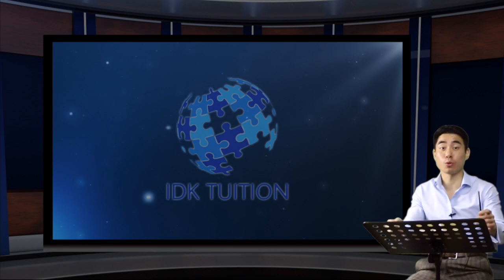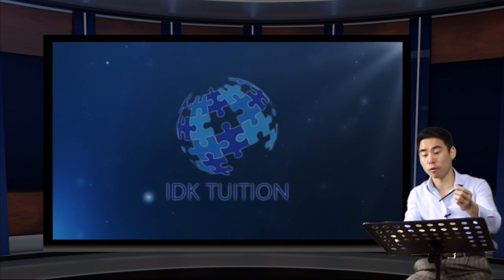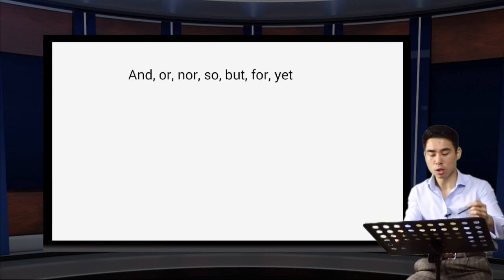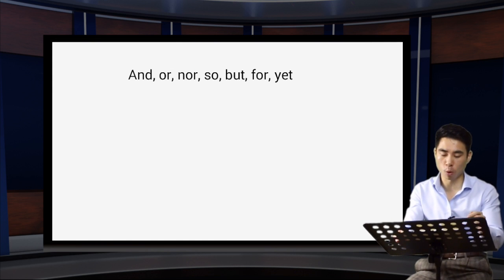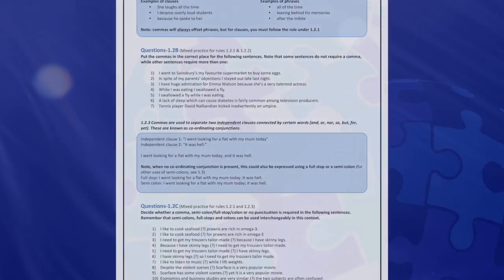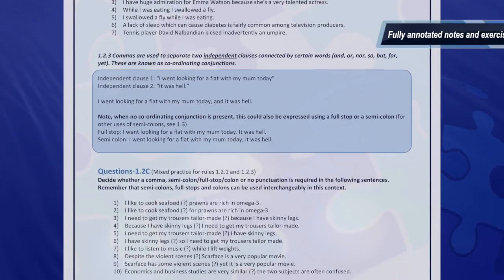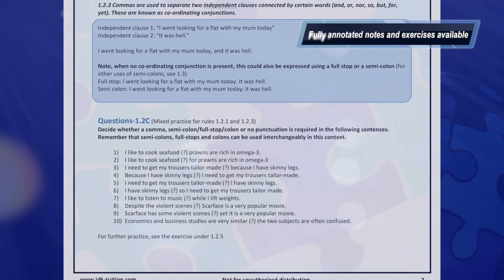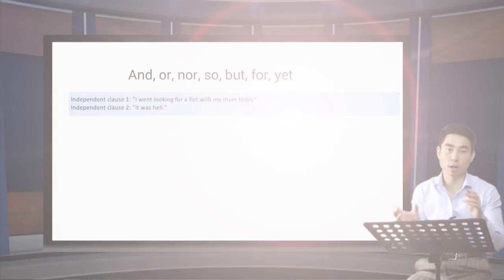Okay, so the last thing that we're going to look at concerns the use of coordinating conjunctions. So obviously you would have come across these words before, but you might not know them as coordinating conjunctions. Really, you've just got to memorise this list of 7 words because they're very important when it comes to punctuating complex sentences. So here I have 2 independent clauses.